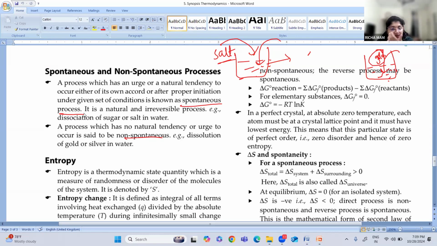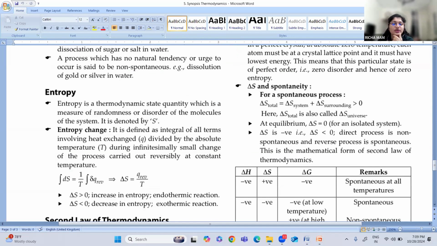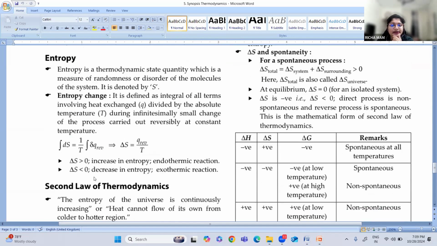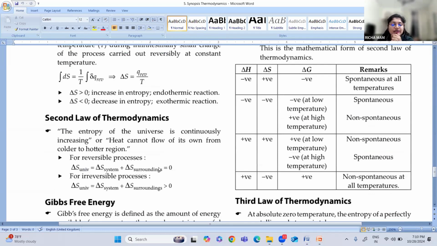Entropy is randomness. It is a measure of randomness or disorder of the molecules in a system, right? Then the second law of thermodynamics: the entropy of the universe is continuously increasing, or heat cannot flow of its own from a colder to a hotter region. Just now we have seen delta S of universe, which is equal to delta S of system plus delta S of surroundings, which is equal to 0 for a reversible process. And for an irreversible process, it is greater than 0. So this is on the second law of thermodynamics.